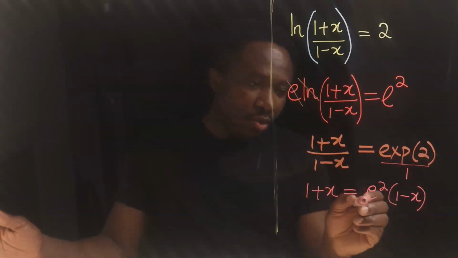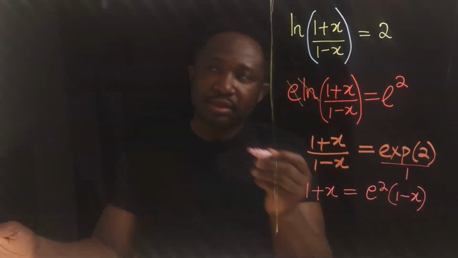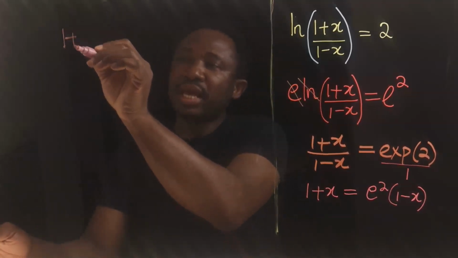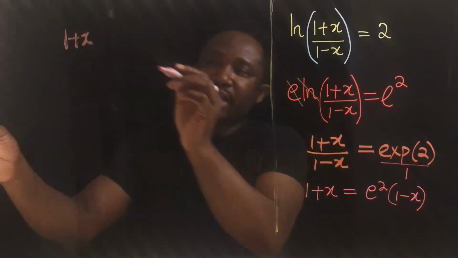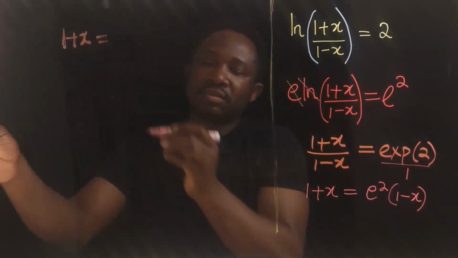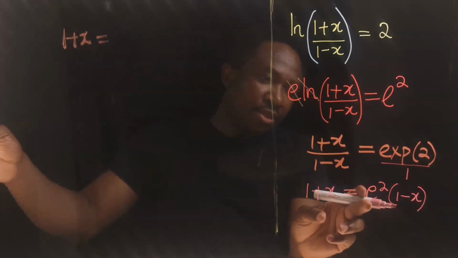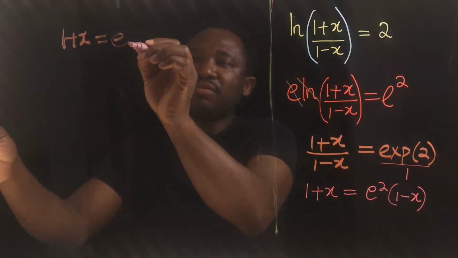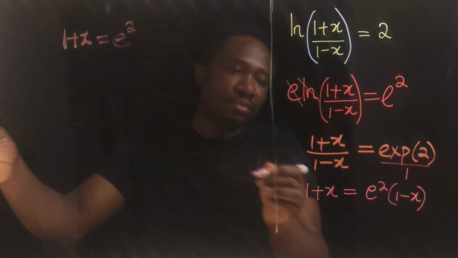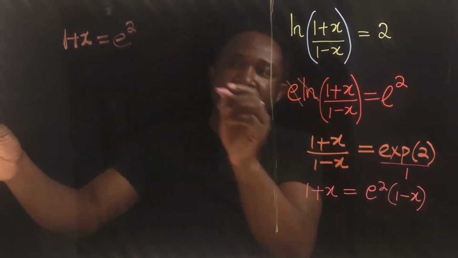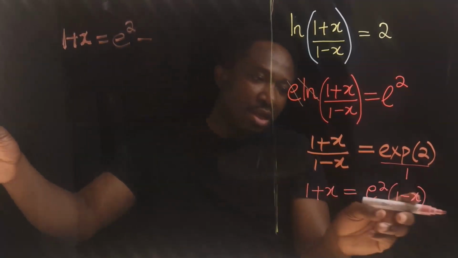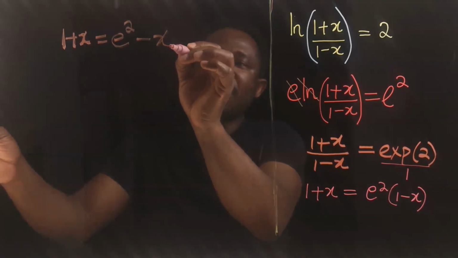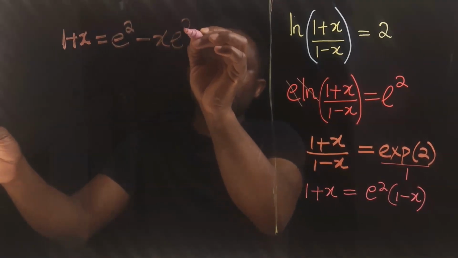Next, we're going to expand this bracket. Here I have 1 plus x. On the other side of the equal sign, exponential 2 multiplied by 1. We're going to have exponential 2. Next, this is a minus. X will multiply exponential 2. We're going to have x exponential 2.